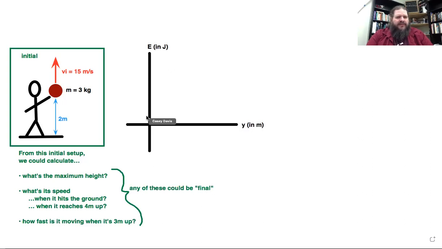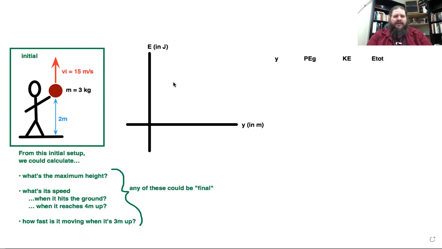And to graph this, let's try setting up a data table. We care here about the height and also what types of energy are going to be involved. As this object moves, what types of energy are changing? Yeah, potential and kinetic, specifically what kind of potential energy? Yeah, we've got gravitational potential energy. We've got kinetic energy. Those are the only types of energy we need to care about here. I'm also going to fill in a column for total energy because we'll want to keep track of that as well.